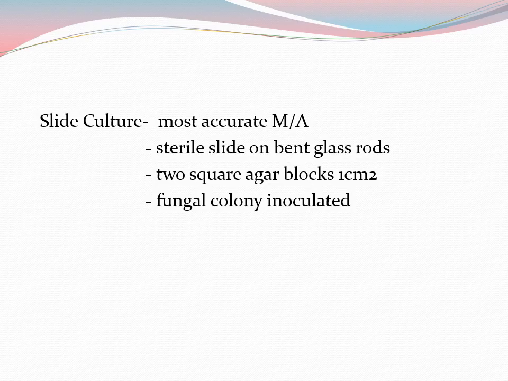What we do in this slide culture technique is take a sterile petri dish, and in that dish we put a sterile filter paper soaked in water. Over that we put a bent glass rod, and on that put a sterile slide. On the top of this slide, we put two square agar blocks, that is SDA blocks, of size 1 centimeter square. On those square agar blocks, we inoculate the isolated fungal growth on the corners of the agar, and we put the cover slip on that, and we incubate that in the BOD.